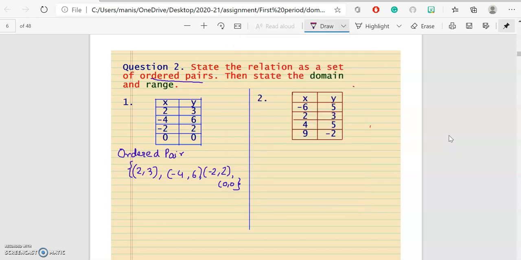Now second part says state the domain and range. So how can I write the domain? Domain are all my x values. So 2, -4, -2 and 0. These are my x values, the domain. And what is my range? Range is all my y values. So it is your 3, 6, 2 and 0. These are my y values.